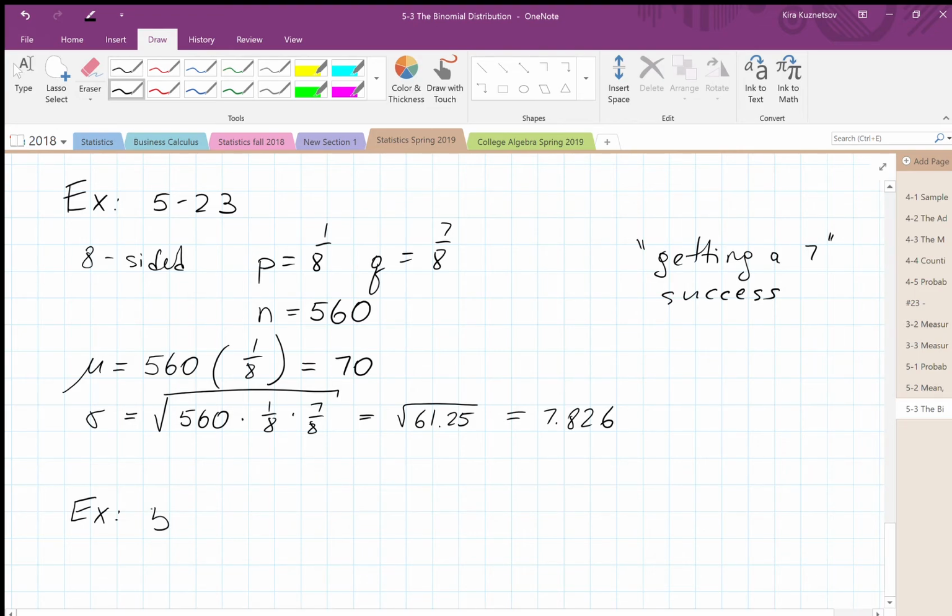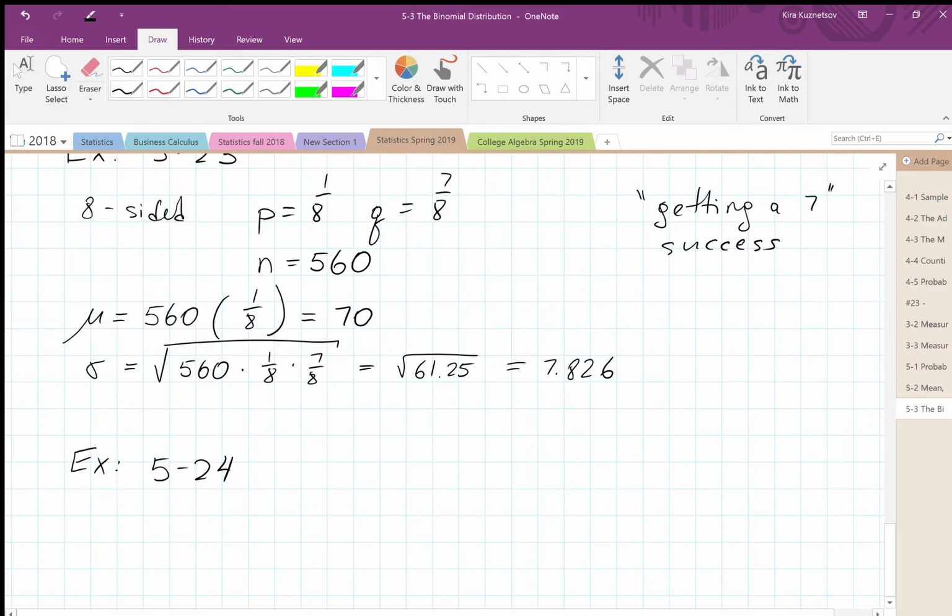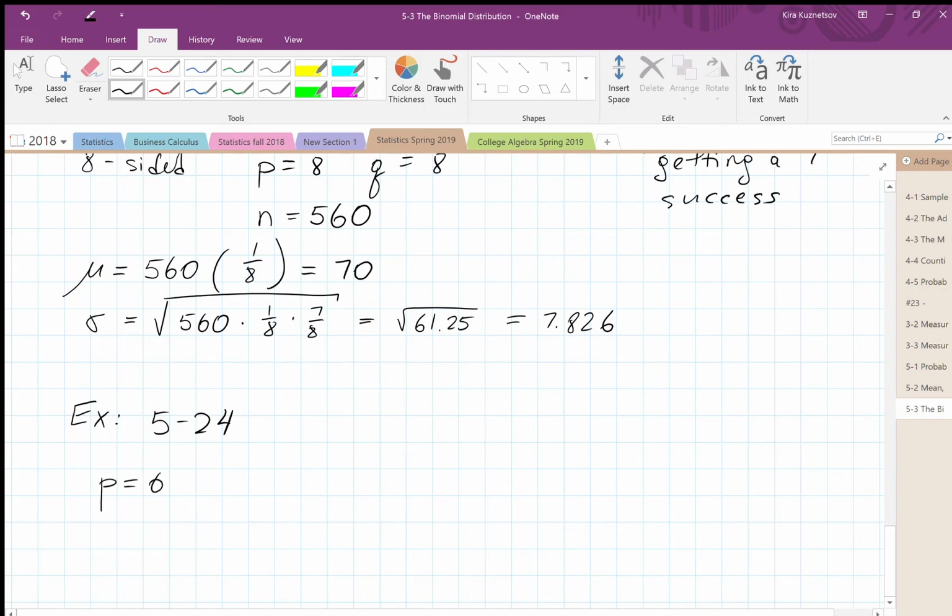My next example is 5-24. The Sourcebook of Criminal Justice Statistics states that 65% of Americans favor sentencing drunk drivers to jail even if they have not caused an accident. So that's my probability of success. The probability of 65%, that's my probability of success.